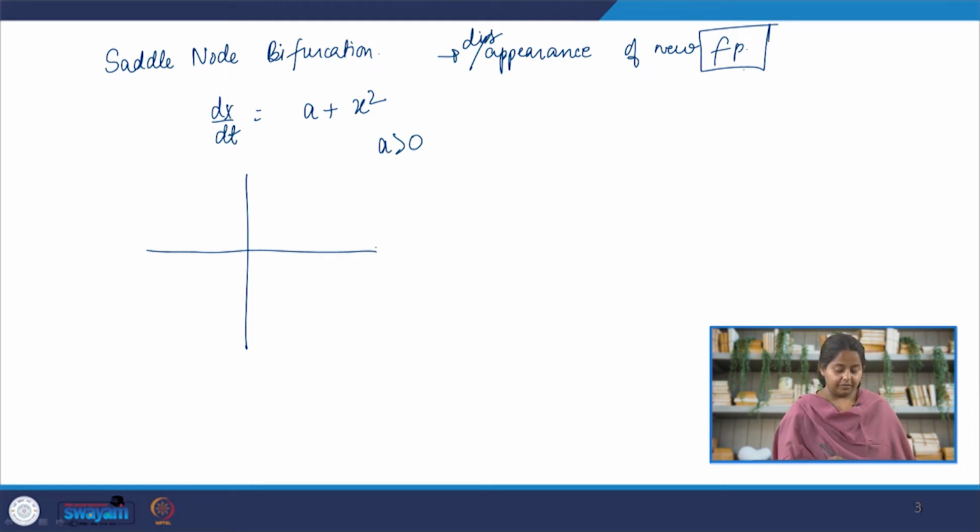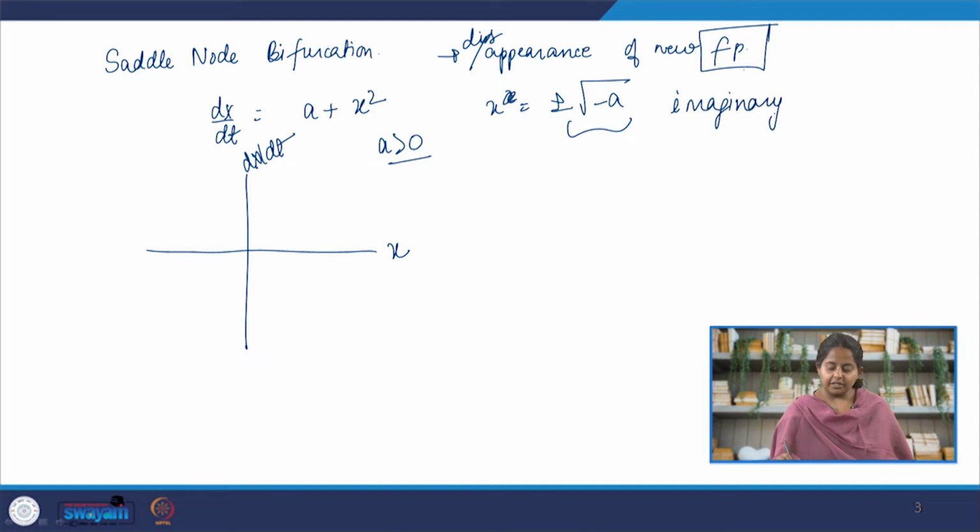So when a is positive, let's plot dx/dt on the y-axis and x on the x-axis. Since a is positive, x is equal to plus minus the square root of minus a, which is an imaginary solution. So real solutions to this problem do not exist. So your curve will look like this. If I try to understand how the system is behaving, notice that there are no fixed points.